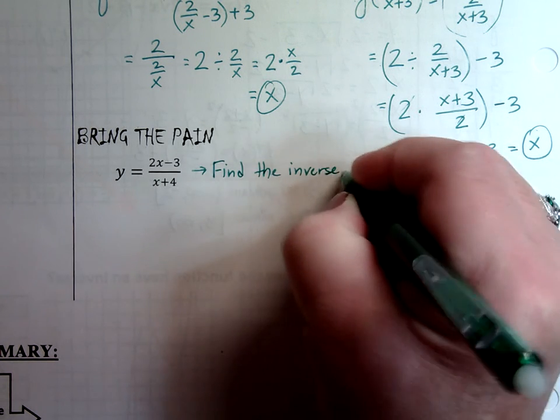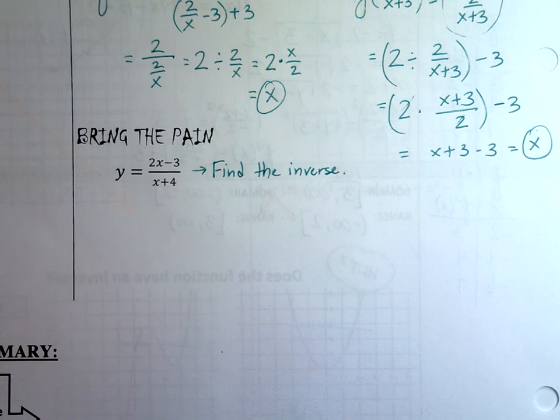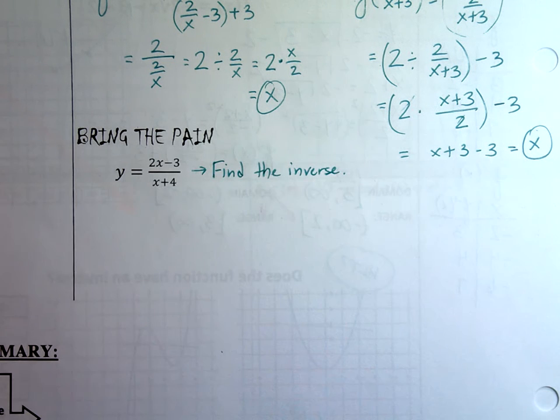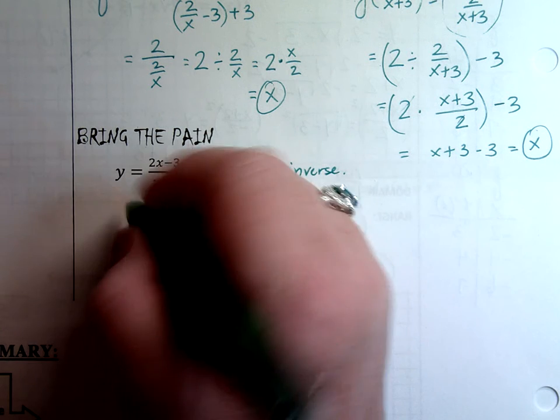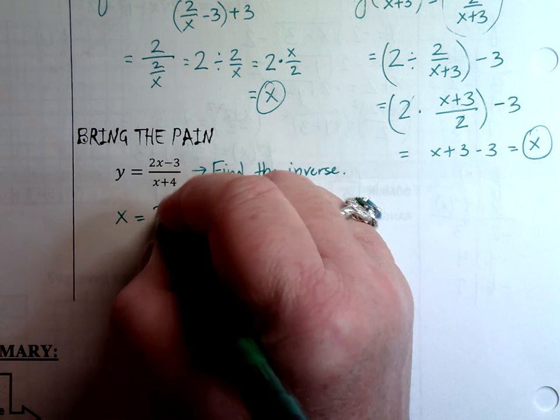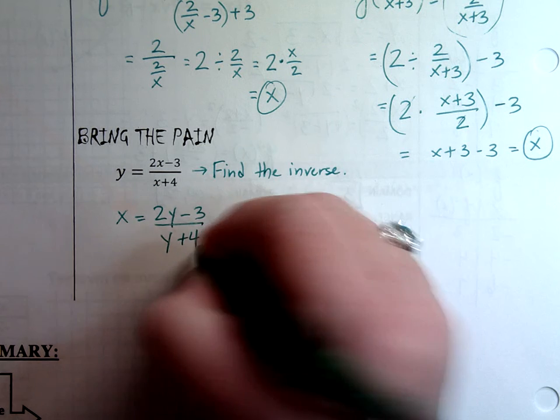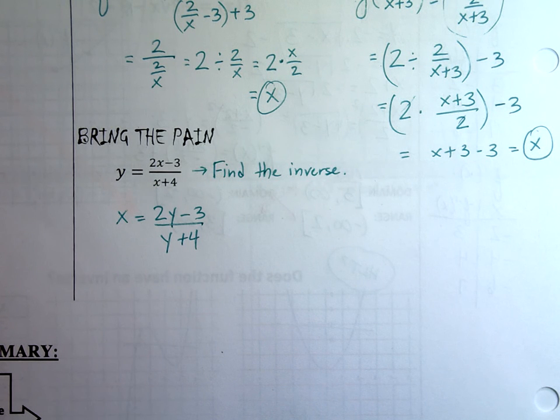Well, same 4 steps, right? Step number 1, change it to a y. Well, they already did that for you, so you don't have to do step 1. Step 2 says switch your x and y. X equals 2y minus 3 over y plus 4. And I'm supposed to, step 3, solve for the new y. Whoop! How am I supposed to do that?